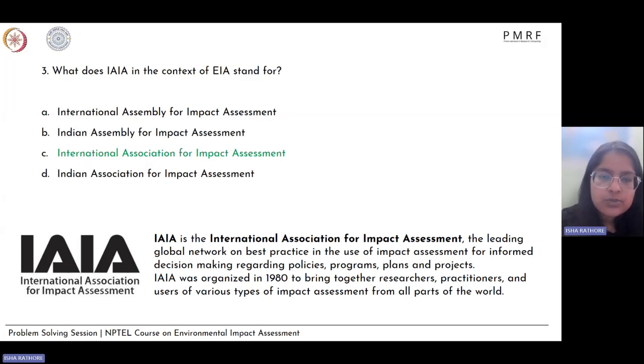And this is a global network which promotes best practices in the use of impact assessment for informed decision making regarding policies, programs, plans, and projects. So the correct answer is C, that is, International Association for Impact Assessment is the full form for IAIA.